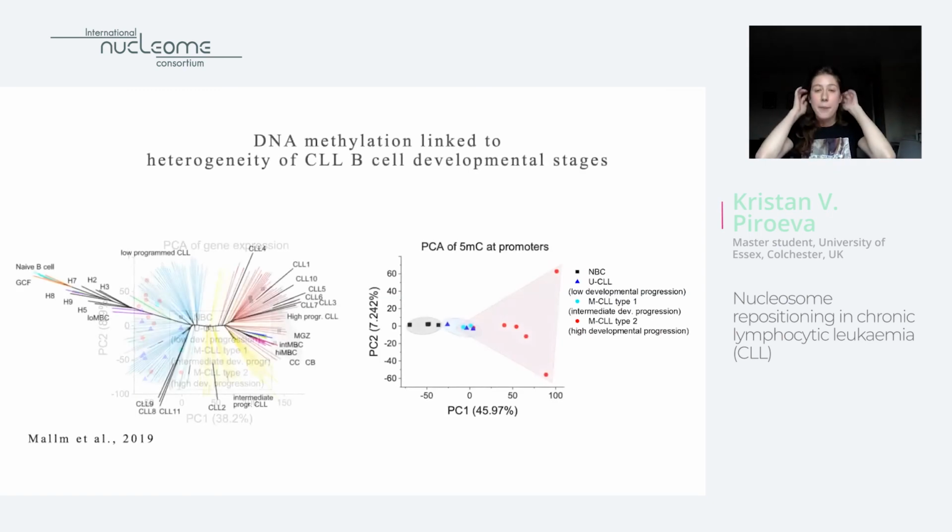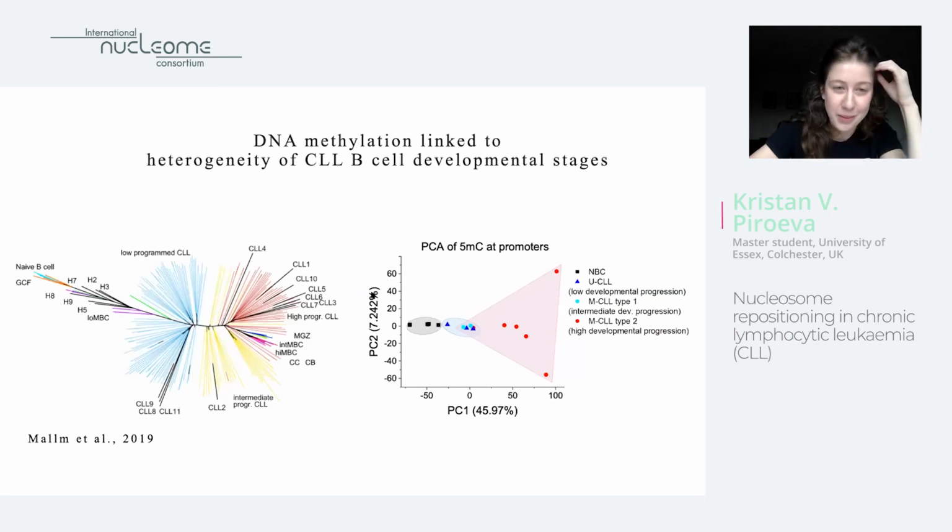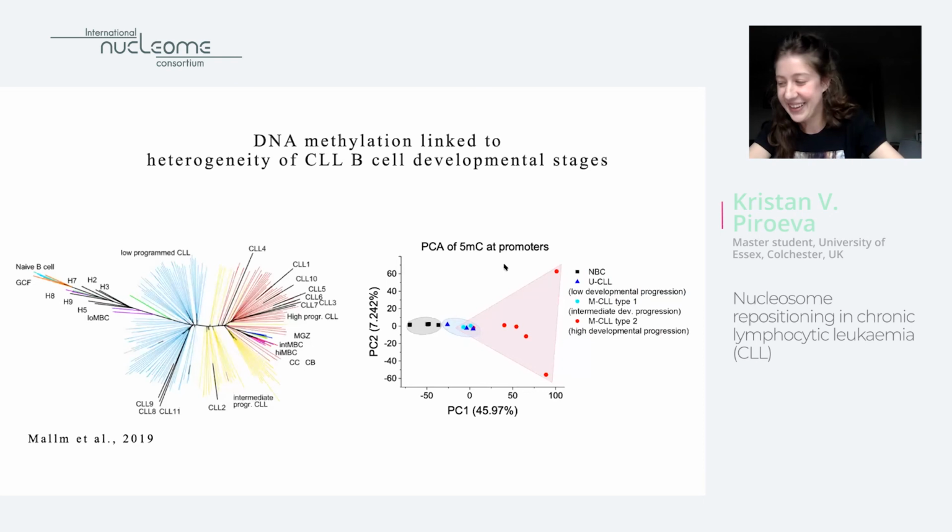So interestingly, based on the PCA plot here, MCLL and UCLL are not two well-defined states in terms of DNA methylation, but rather they're two continuous states with different degrees of B cell development. The plot here on the left, which I took from the Malm et al. paper, nicely complements the PCA on the right. As it can be seen, the DNA methylation occupancy of each sample reflects its developmental trajectory, starting with non-malignant B cells here on the left and going towards the right, passing through low, intermediate, and then high developmental progression in these samples.